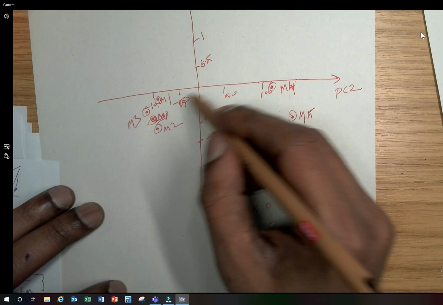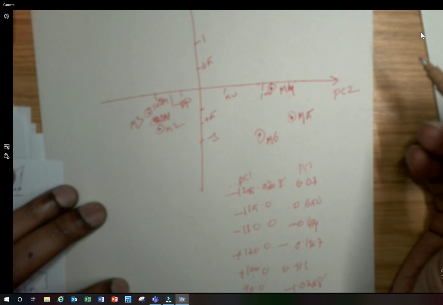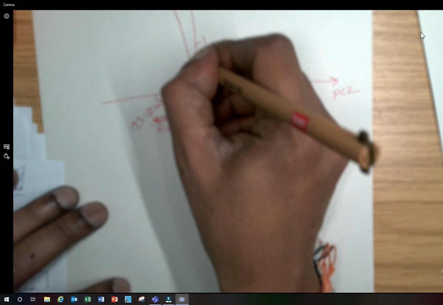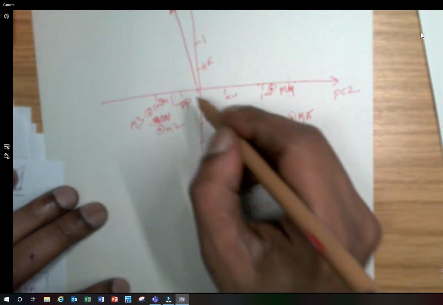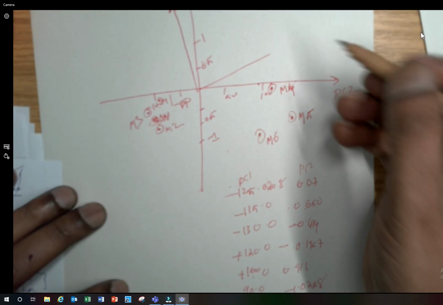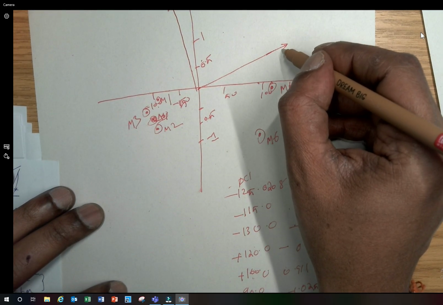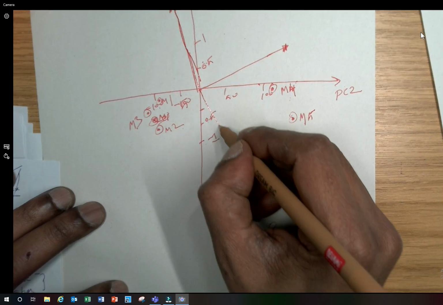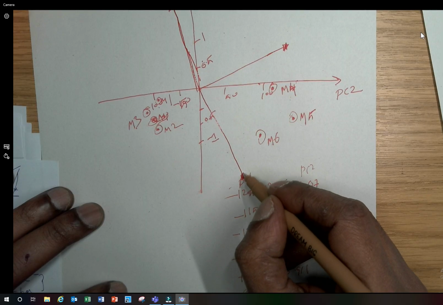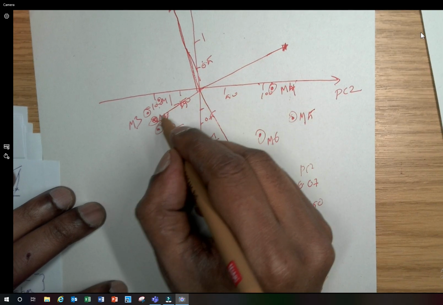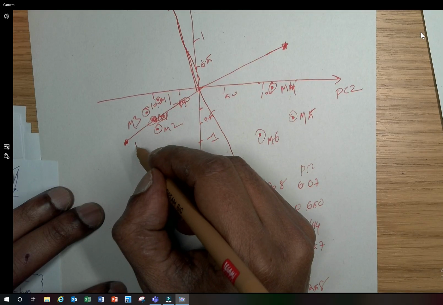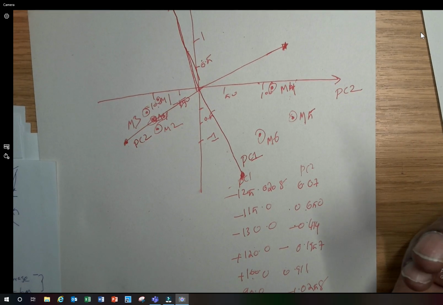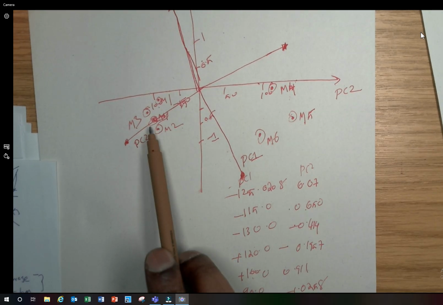So it has already classified the materials when you plot it on a two-dimensional axis. We know that our first principal component is somewhere around here, and our second principal component is somewhere around here. If we project this, this is the direction of eigenvector 1, and this is the direction of eigenvector 2. PC2, and this is PC1.